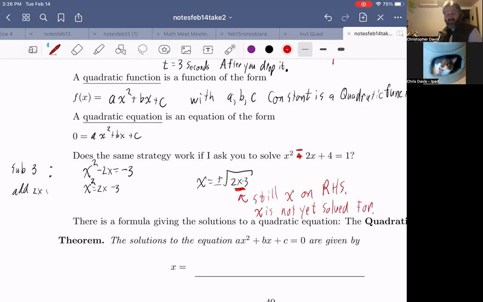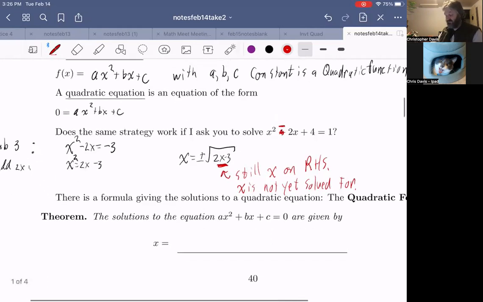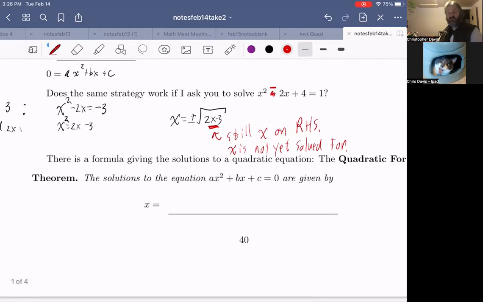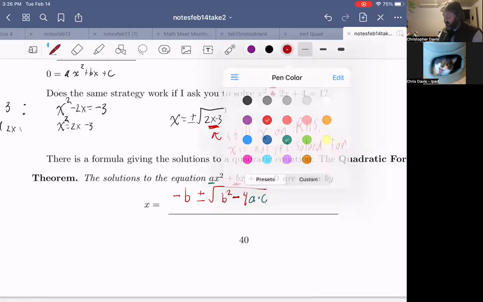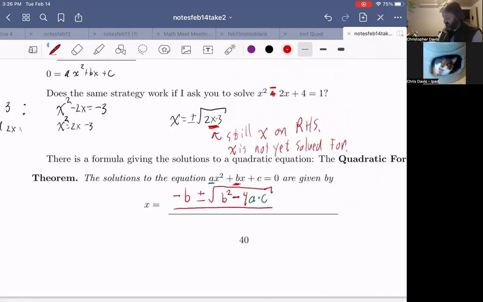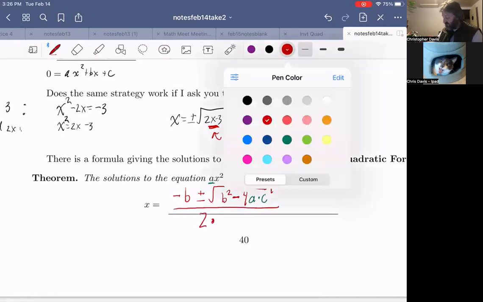This strategy won't work. Here's a tool, and the strategy that gives you the tool is an extra credit posted for today called the quadratic formula. All right, so theorem. The solutions to any quadratic equation can be written down by a formula, and here is that formula. The formula is that x is equal to negative b, negative the linear term, plus or minus the square root of b squared minus 4, and I'll try to add some color coding, times a times c, and square root, all over 2 times a.